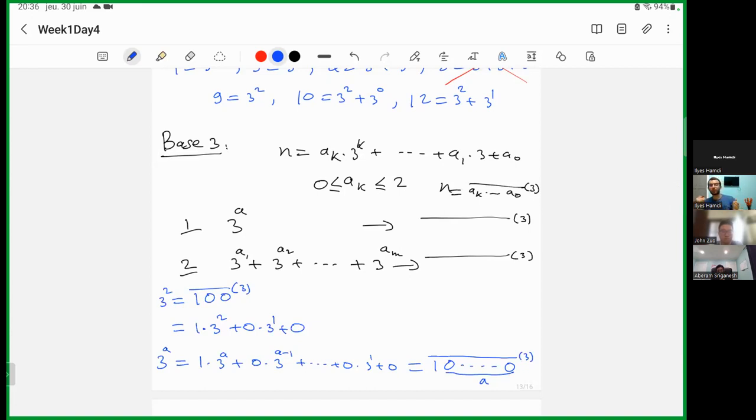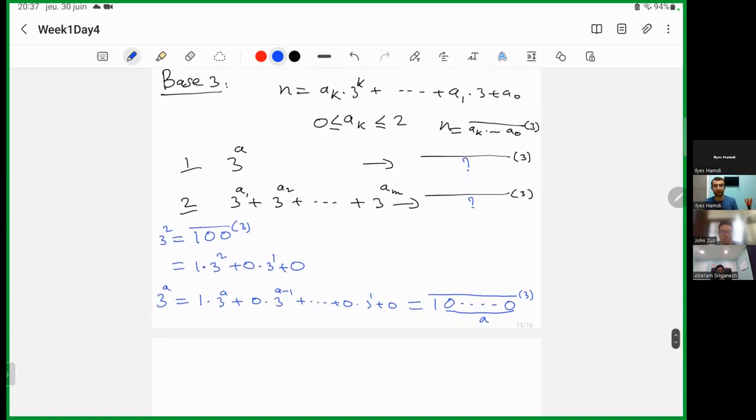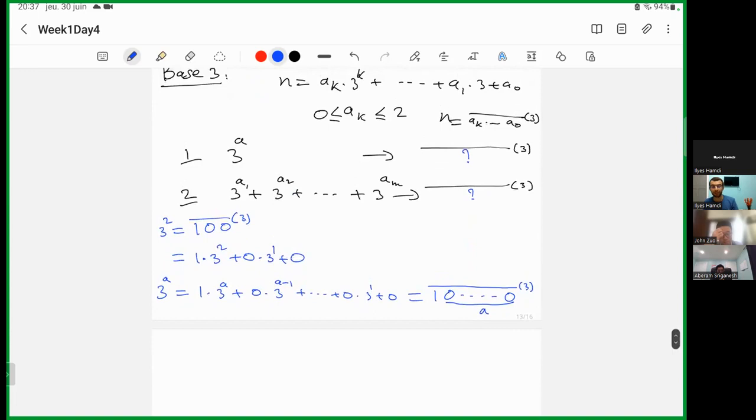Good. Now what's the expression? Yes, it's like binary. Can you say again what you mean by it's like binary? And maybe before this, let's give the expression of the second type of numbers in base 3. Jeffrey is saying it's like binary, but maybe when we write down the second expression, we will understand why this is interesting.